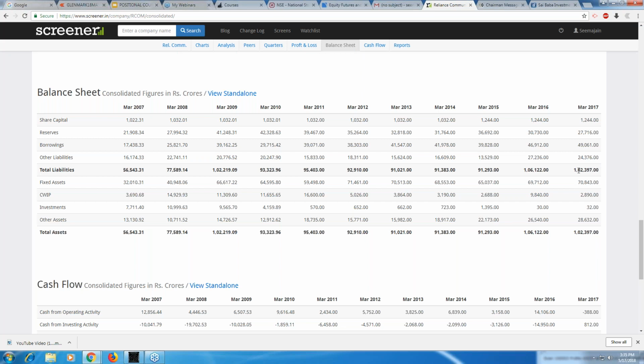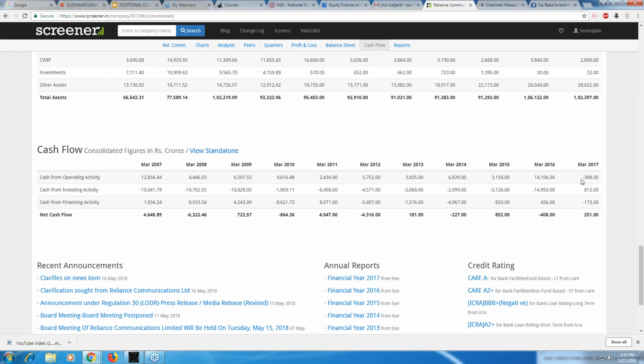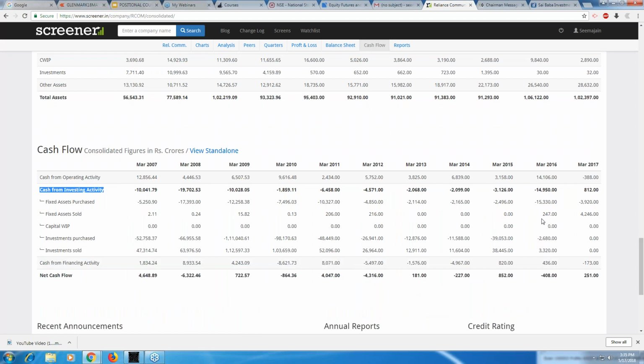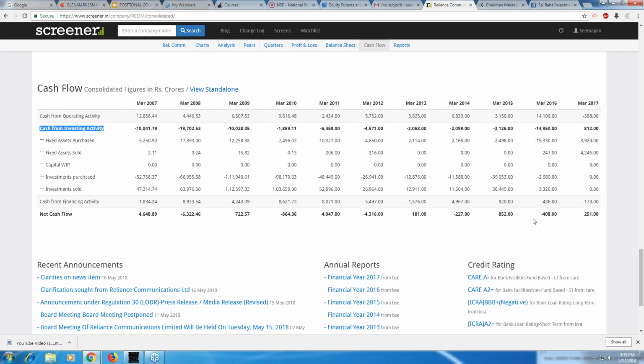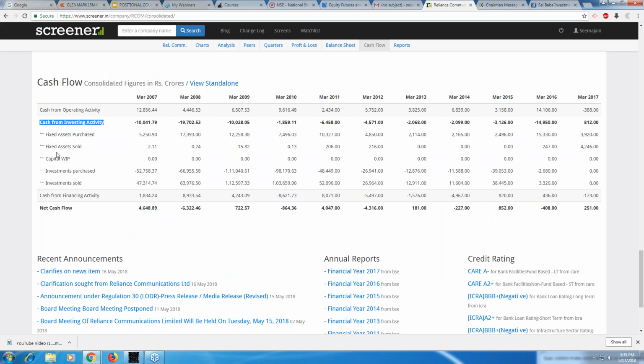Total liabilities are 1,02,397 crores. My God, huge liabilities. And the cash from operating activity is negative. So I do not want to invest in this company. And look at it, fixed assets purchased, that's negative. Fixed assets sold. They've sold fixed assets, right? To run their daily needs, they are selling their fixed assets.